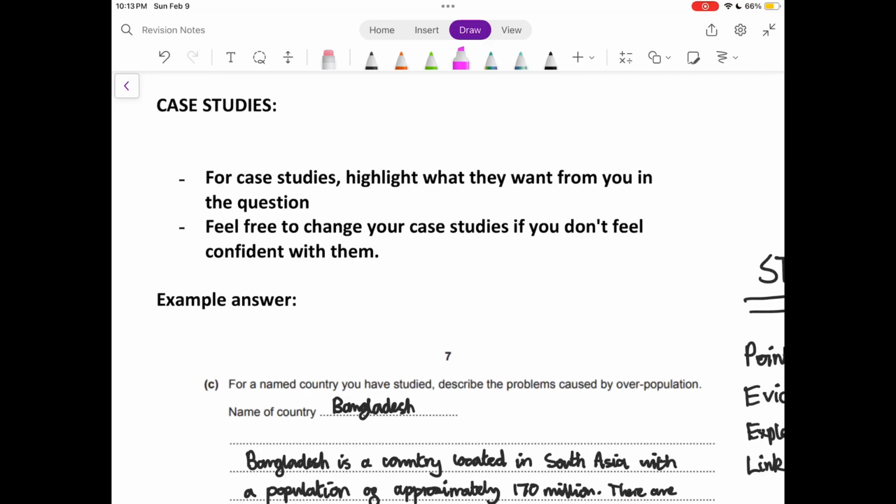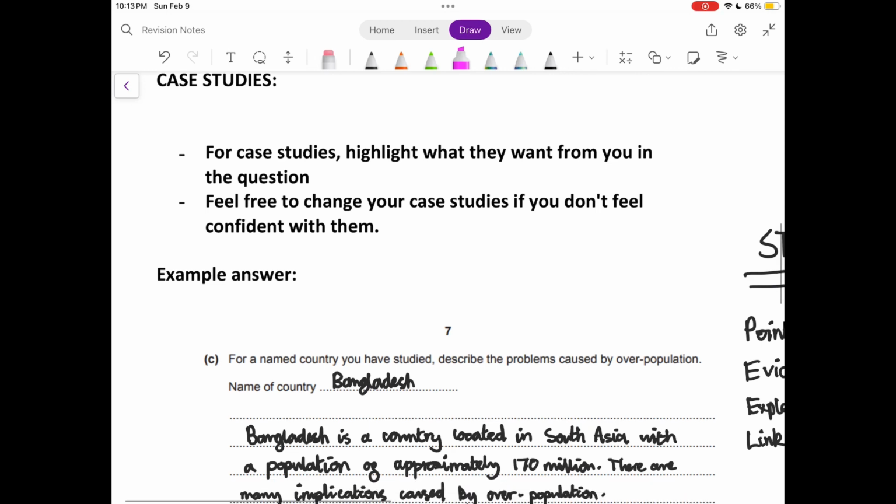Okay, so the second part is generally to do with case studies. My first tip is that for case studies, highlight whatever they want from you in the question. I think this is very useful because it's so easy to misread what they ask for you in a case study, and that can have a tremendous impact on your answer, and it can make you easily lose marks.